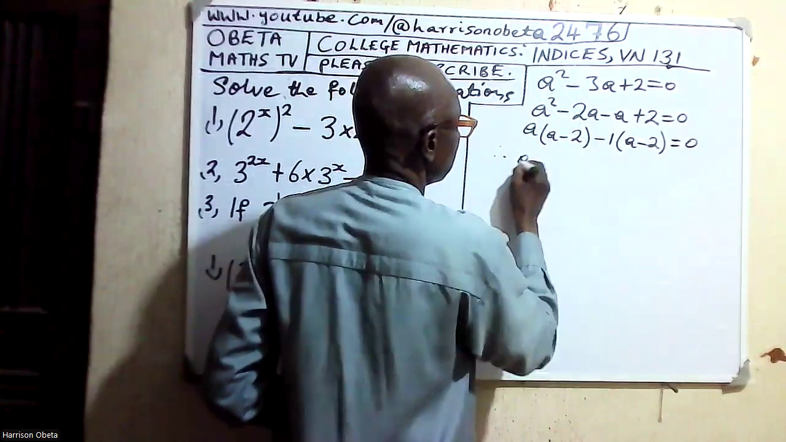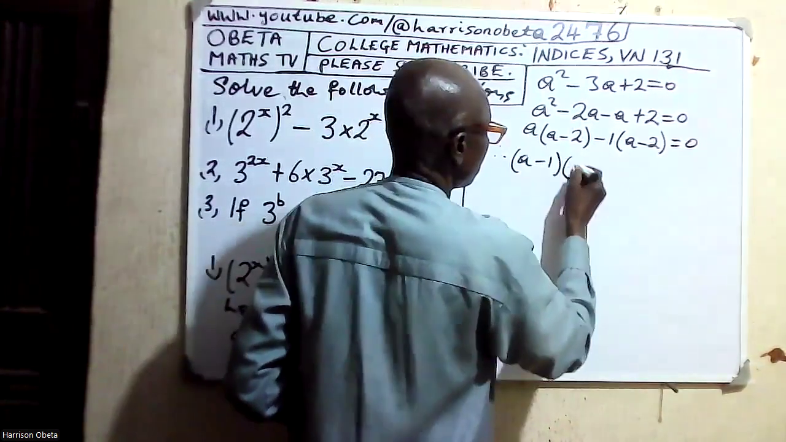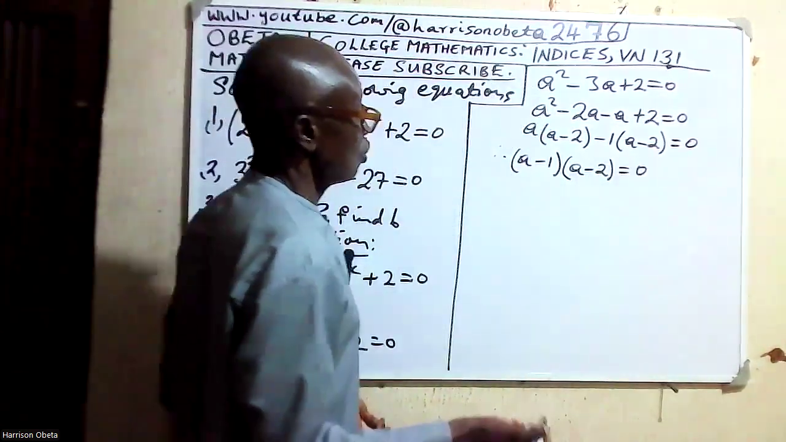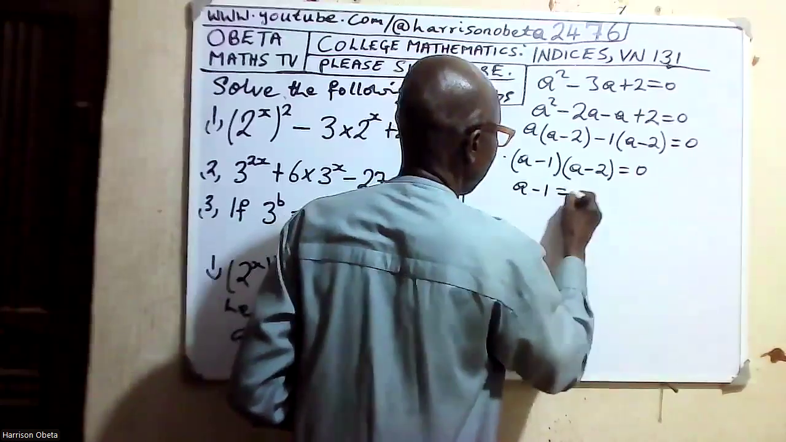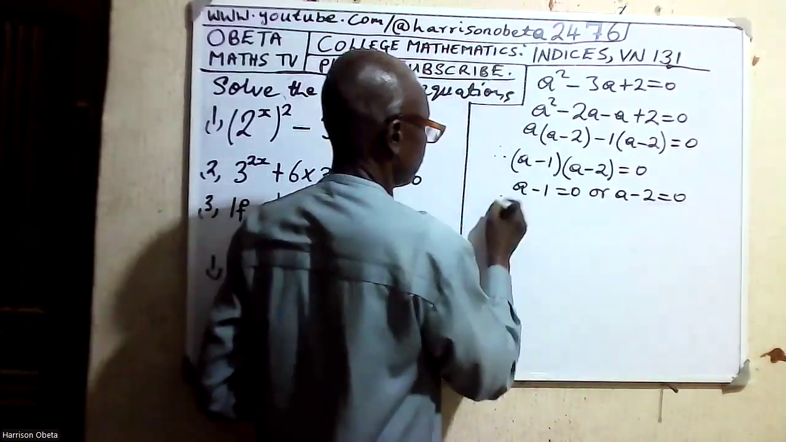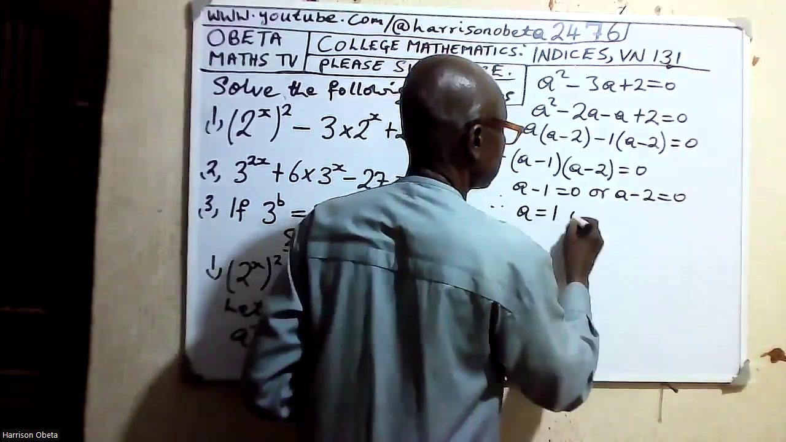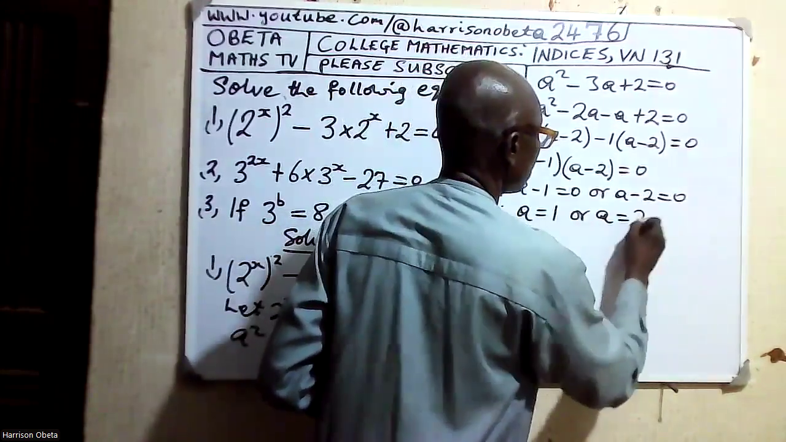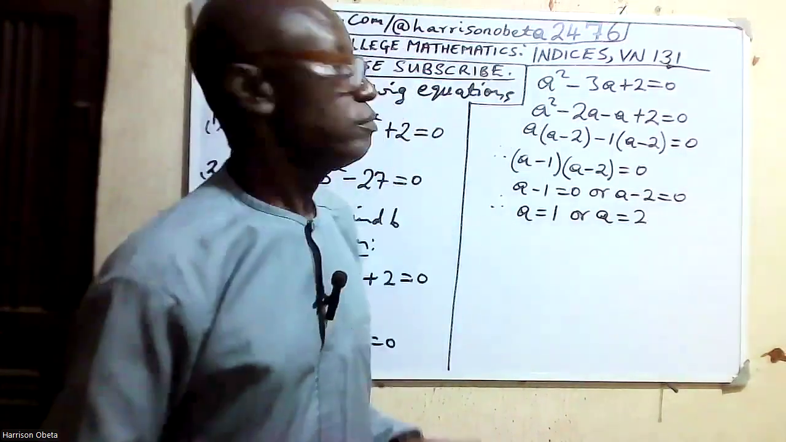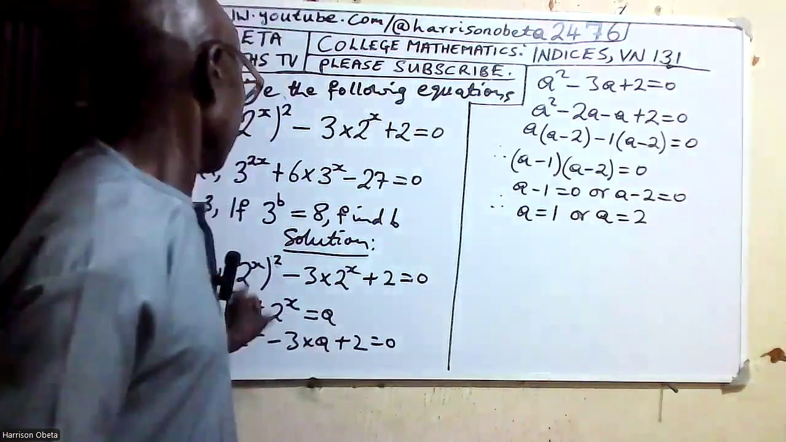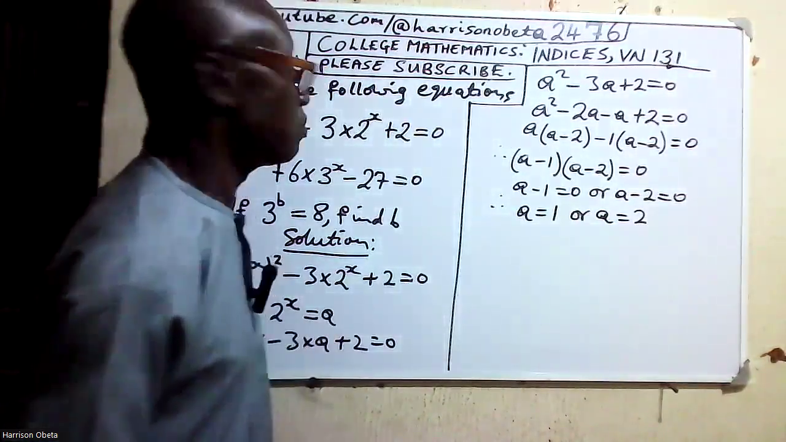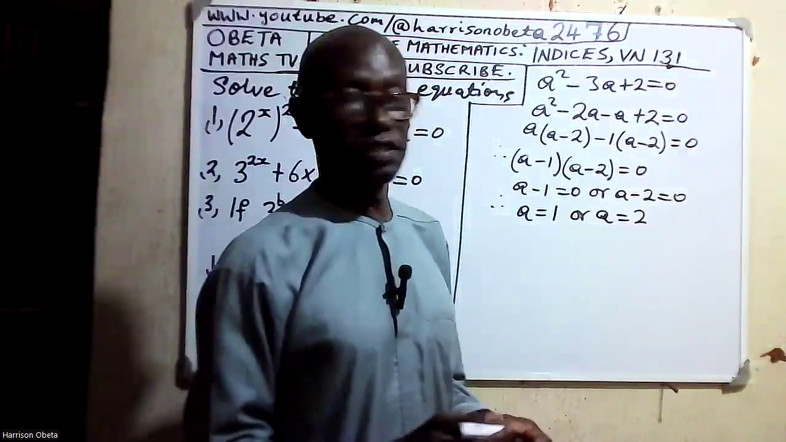And that means that a minus 1 into a minus 2 is equal to 0. That shows that a minus 1 is equal to 0 or a minus 2 is equal to 0. Finally, a is either 1 or a is equal to 2. Then at this point, we have to go back to our initial point where we represented a by 2 raised to x, because we are looking for the value of x.